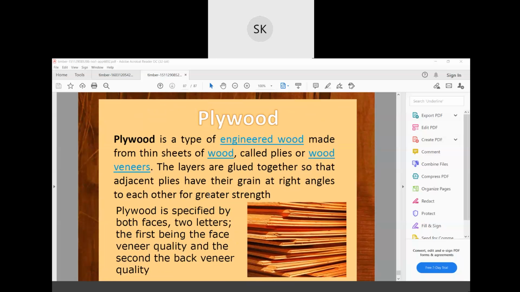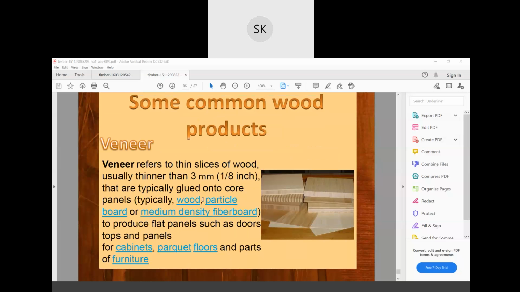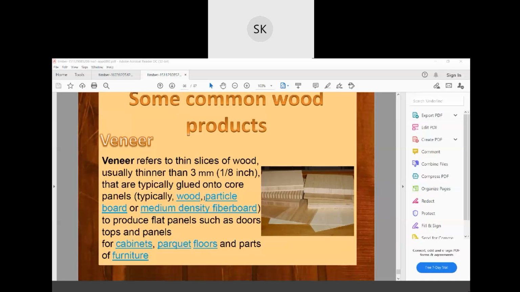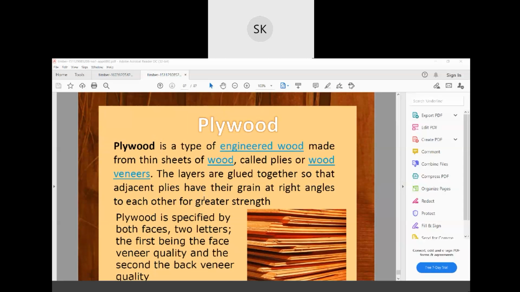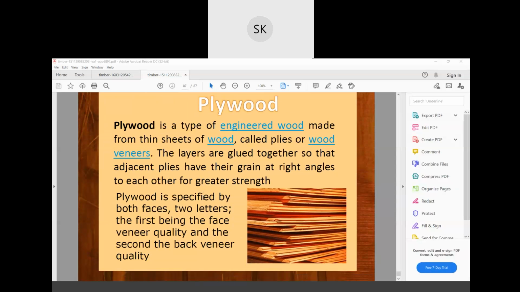Plywood is also an example. It is a type of engineered wood made from thin sheets of wood called plies or wood veneers. The layers are glued together so that adjacent plies have their grain at right angles to each other for greater strength. Plywood is specified by two letters for both faces, the first being the face veneer quality and the second the back veneer quality. So these veneers, thin slices of wood, are used to get this. If we give a layer of veneer sheets, it gives rise to a new product which is plywood.